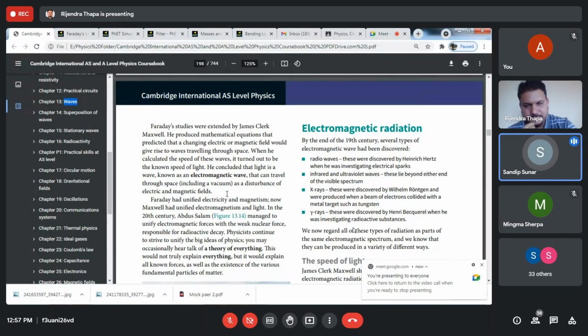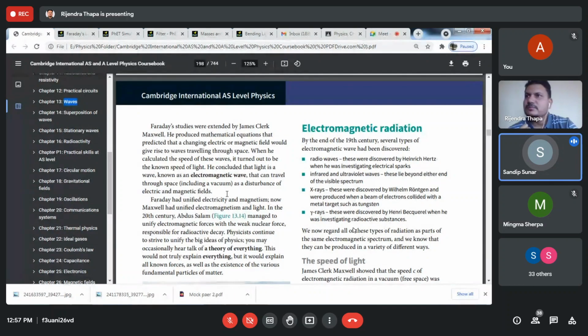Faraday's studies were extended by James Clerk Maxwell. He produced mathematical equations that predicted that a changing electric or magnetic field would give rise to waves traveling through space. When he calculated the speed of this wave, it turns out to be the known speed of light. He concluded that light is a wave known as electromagnetic wave that can travel through space, including a vacuum, as a disturbance of electric and magnetic field.